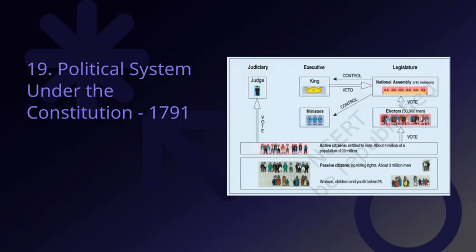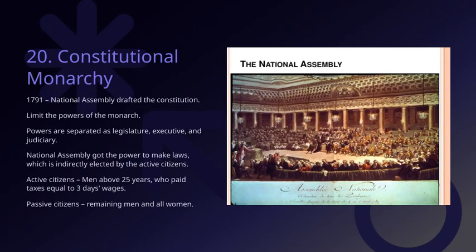maintaining order and stability. In 1791, the National Assembly took a major step forward by drafting a new constitution. This was a pivotal moment because it aimed to limit the powers of the king, establishing a clearer separation of powers among the different branches of government. Specifically, the powers were divided into the legislature, which makes laws, the executive, which enforces them, and the judiciary, which interprets them. The National Assembly also gained the authority to make laws, but interestingly, this was done through an electoral process. These lawmakers were not chosen by the general populace directly, but rather by active citizens.